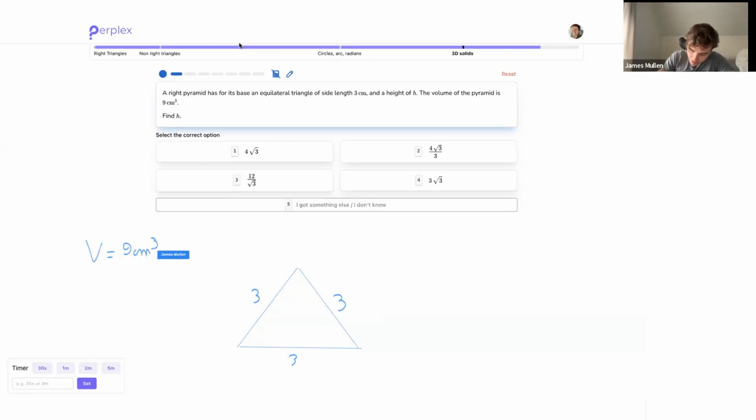What's the area of this triangle? The area is half ab sine of C. So it's equal to half of 3 squared times, and in an equilateral triangle all the angles are 60 degrees because they have to be equal. And the sine of 60 is root 3 over 2. So this is all equal to 9 root 3 over 4. That is the area of my triangle.